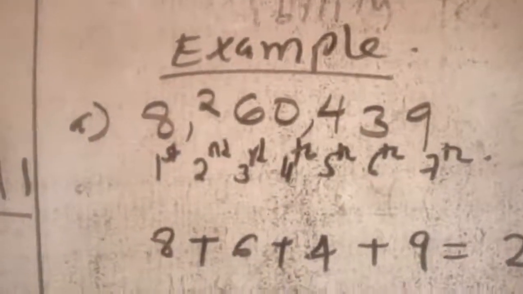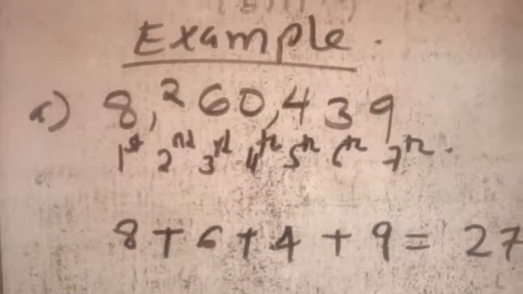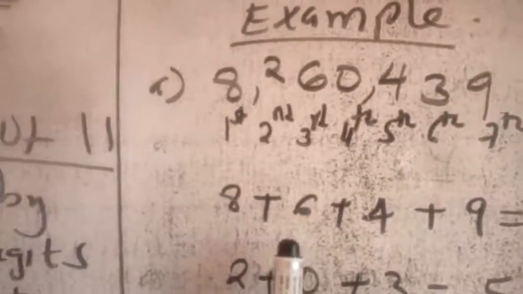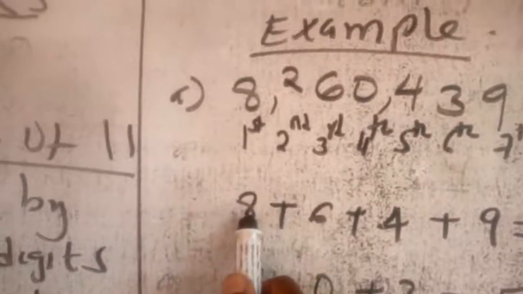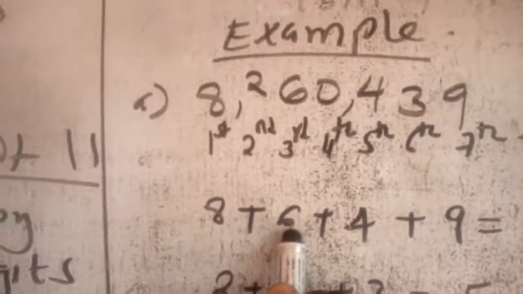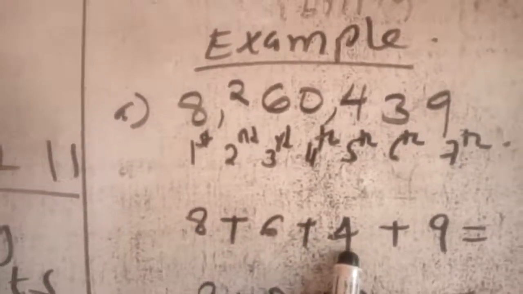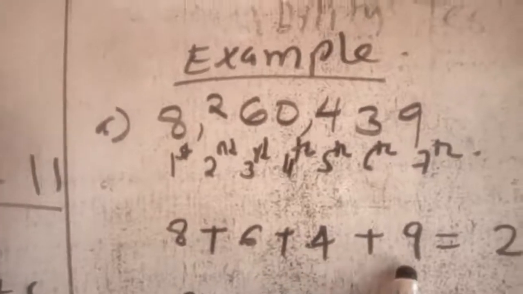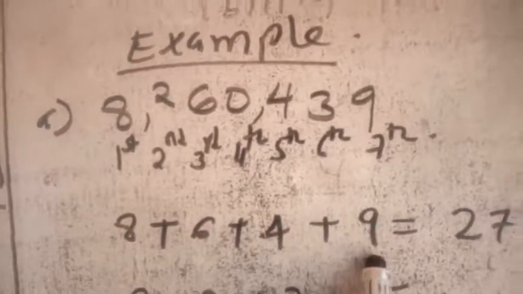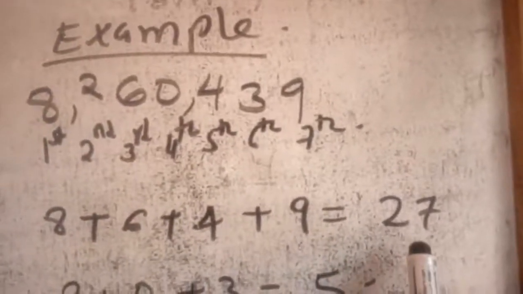Therefore you take the sum of the digits in the first, third, fifth and seventh positions, as illustrated here. The first position is 8, then you add the third position, 6, then the fifth position, 4, and finally you add 9, the seventh position. After you add all of them, you get 27.